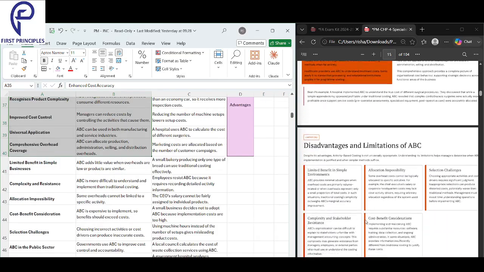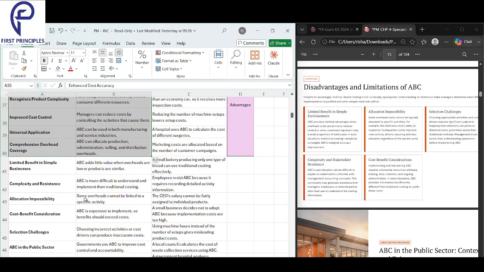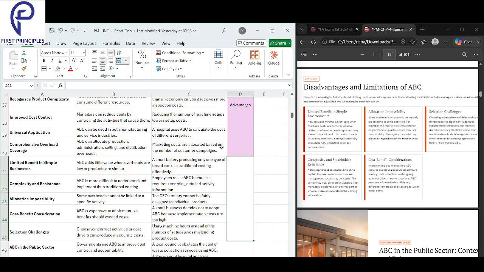However, with all good things, there are some disadvantages as well. So let's look into the disadvantages over here. When we talk about ABC costing, these are all our disadvantages. Let's make sense of them. As good as the advantages are, it's important to know the disadvantages as well. So these are all the disadvantages.